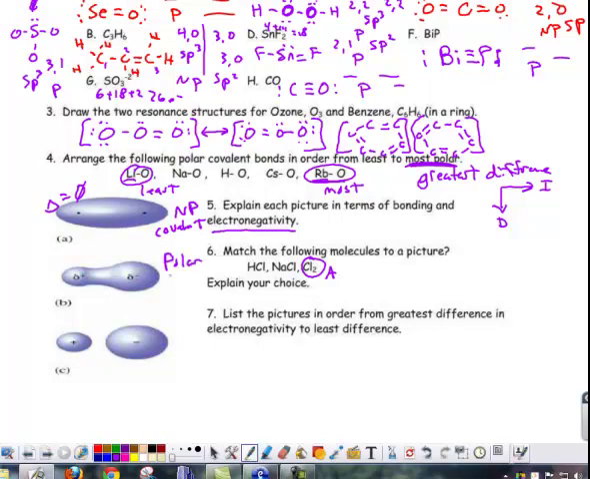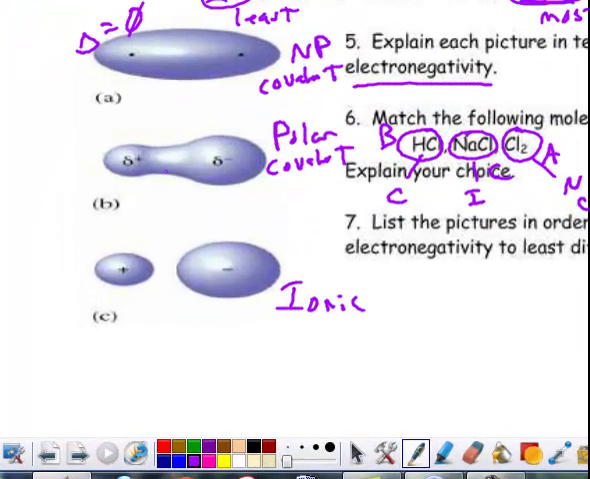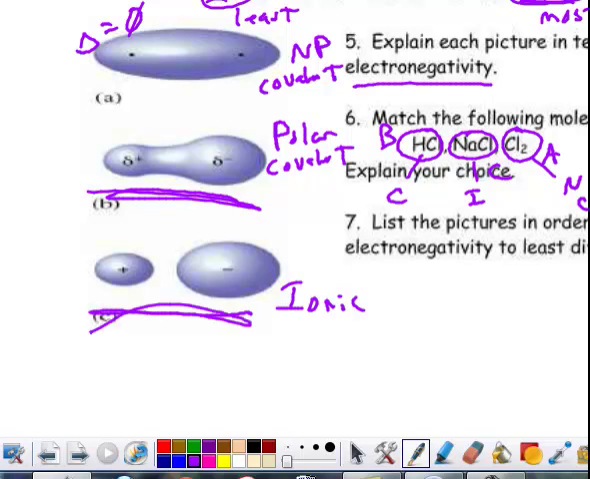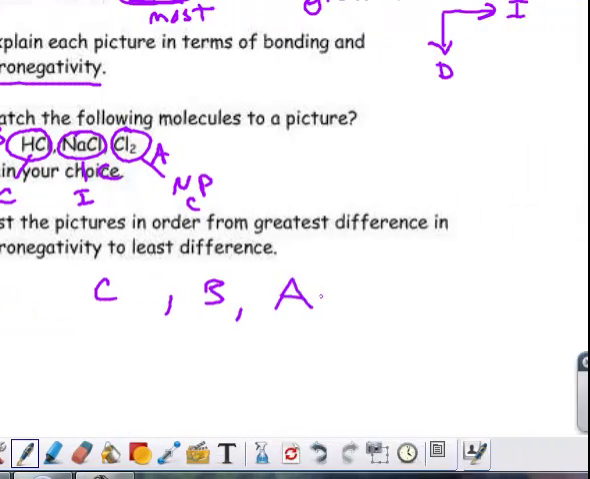So it would be a polar covalent bond. And then we consider this last one to be an ionic bond. And so HCl, that's going to be B, and then the last one is going to be C. Explaining my choice, this is ionic, this is covalent, and this is nonpolar covalent. So the difference in electronegativity is 0. This would be somewhat of a difference in electronegativity, and then this is a large difference in electronegativity. So list the pictures in order from greatest difference would be C to the least difference, which would be A.